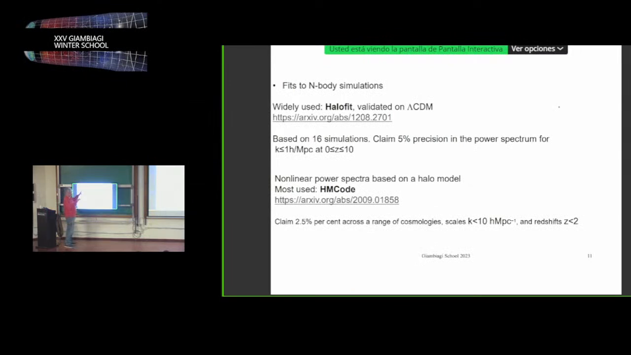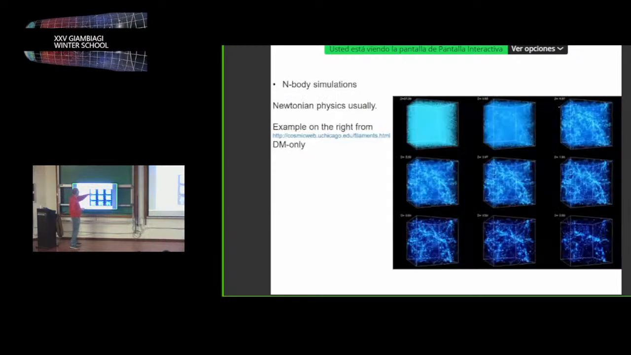So this is a fit to the power spectrum that comes from simulations. You understand that you have the simulations, you can measure the power spectrum, right? And then you can make a fit. Why a fit? Because in order to get this evolution, you need to tell what the model is, right? You have to say what the model is. So there is a fit to lambda CDM models.